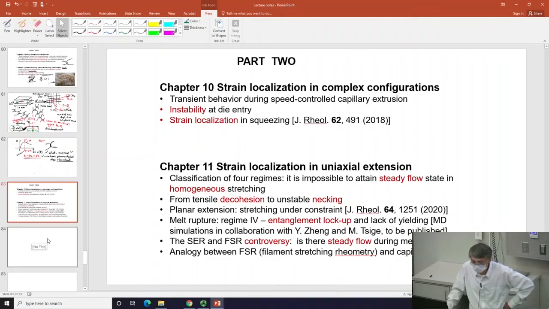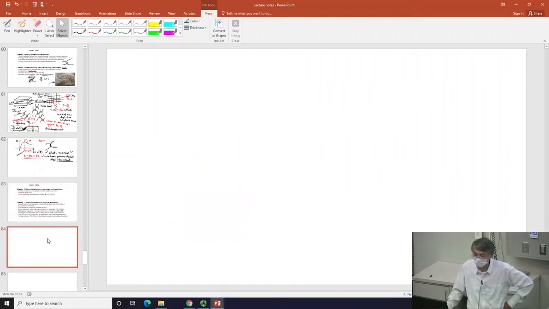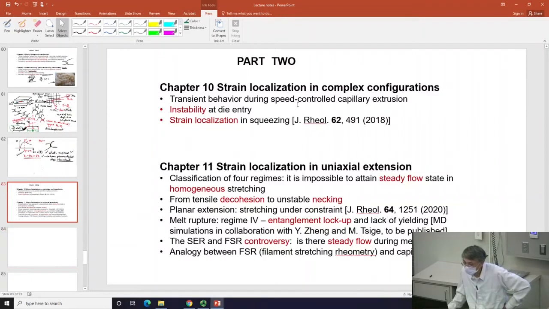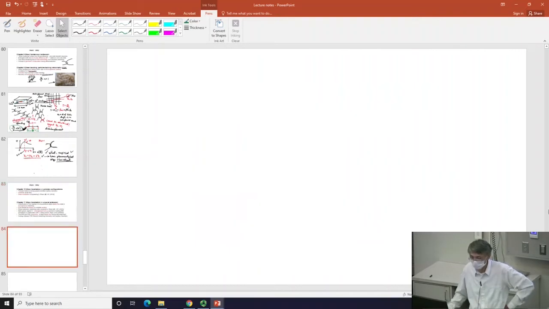I should immediately indicate the connection. So watch out again. In chapter 10, the first topic is about capillary. Well, that should automatically remind you of the wall slip that we did. And indeed, even the second topic is still about capillary. So let's remind ourselves what we did in chapter 6.